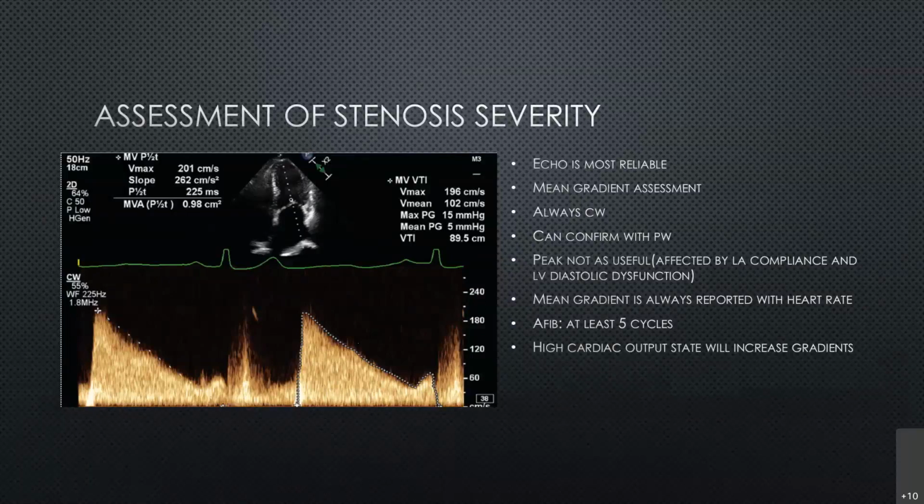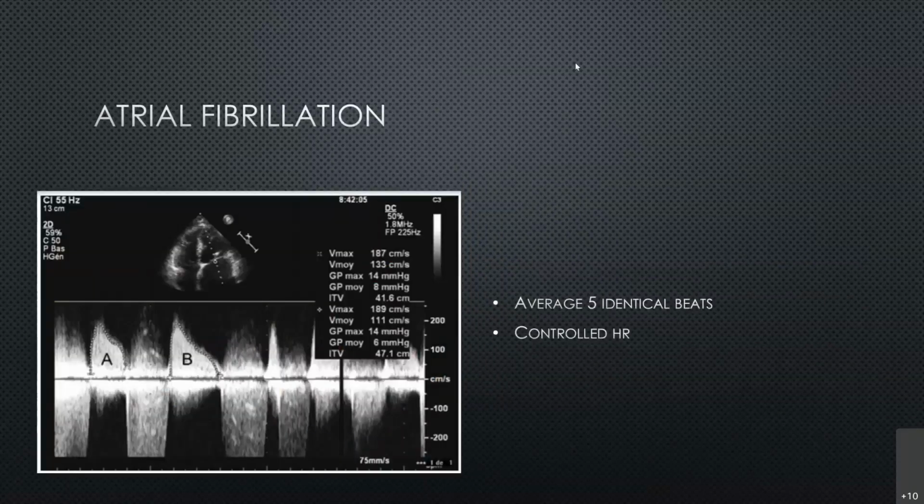So you got a gradient of 10 or 12, but at a heart rate of what? That would be very important. Yeah, the heart rate and the hemodynamics are very, very important with the mitral. I mean, all the valvular disease, but especially mitral stenosis.